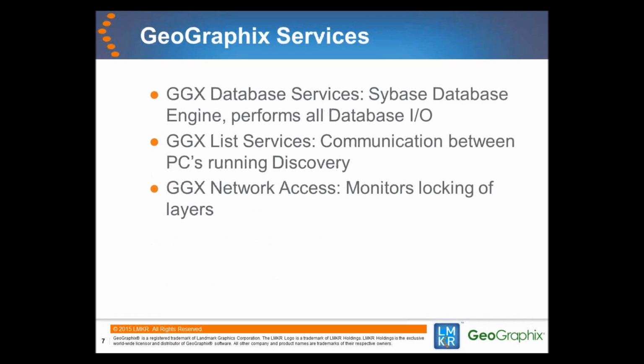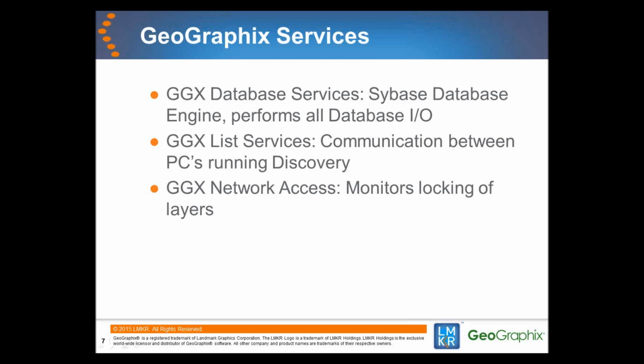All right, so basically, what's the project server doing? Well, there isn't a separate server version versus a client version of the Discovery software. So a Discovery project server is essentially just a PC that has the Discovery software installed on it and then designated as a project server. But when the Discovery software is installed, there are 3 Windows services that are created: the GGX database service, the GGX list service, and the GGX network access service. And these 3 services running on a PC are essentially all it takes for that PC to act as a project server.